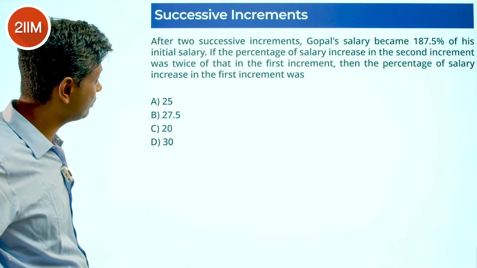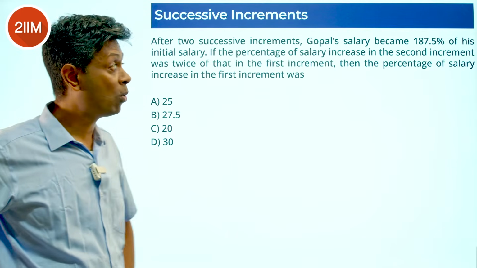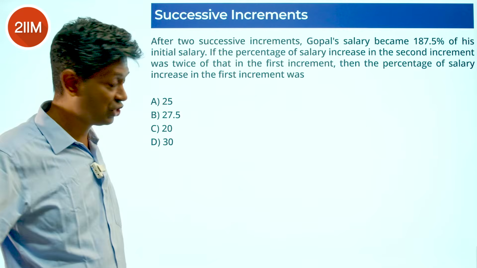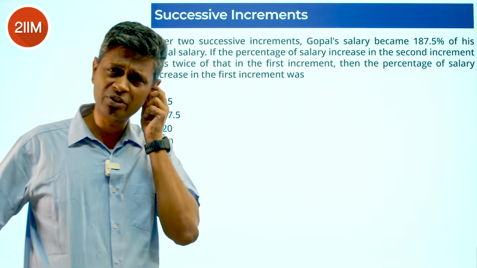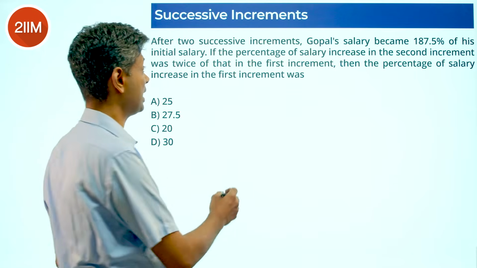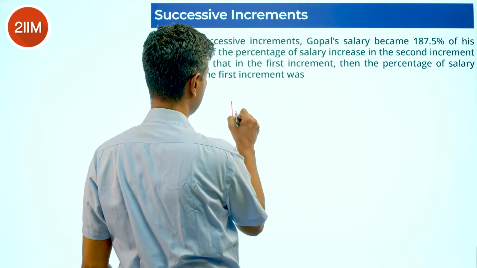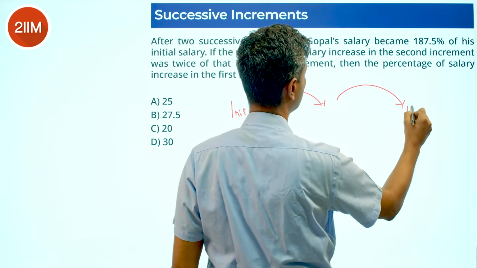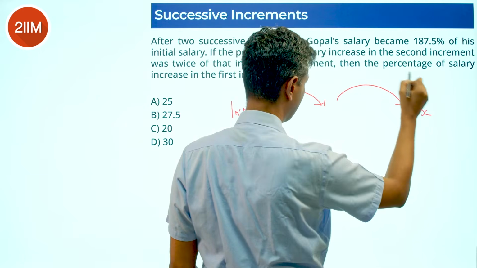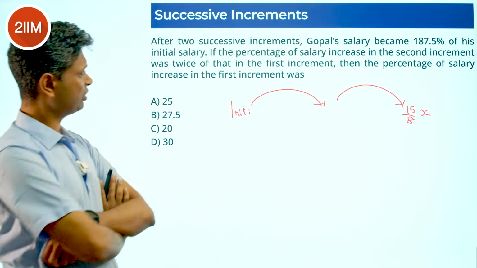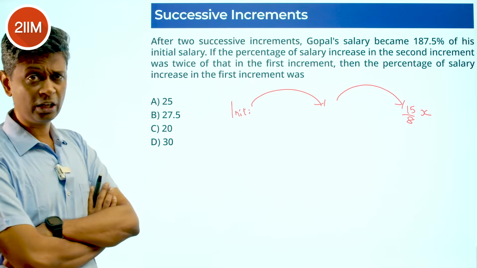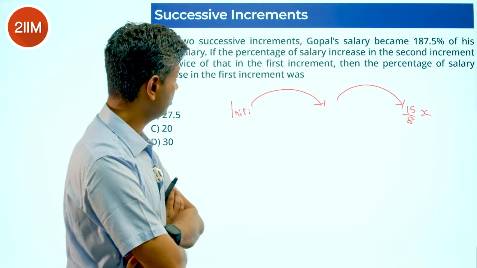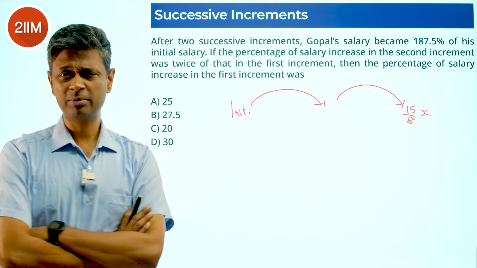After 2 successive increments, Gopal's salary becomes 187.5% of his initial salary. 87.5% is 7 by 8. This is 15 by 8. Some initial salary x, 1 increment, 1 more increment, 15 by 8 of x. If the percentage of salary increase in the second increment was twice that of the first increment, the percentage of salary increase in the first increment is some x.